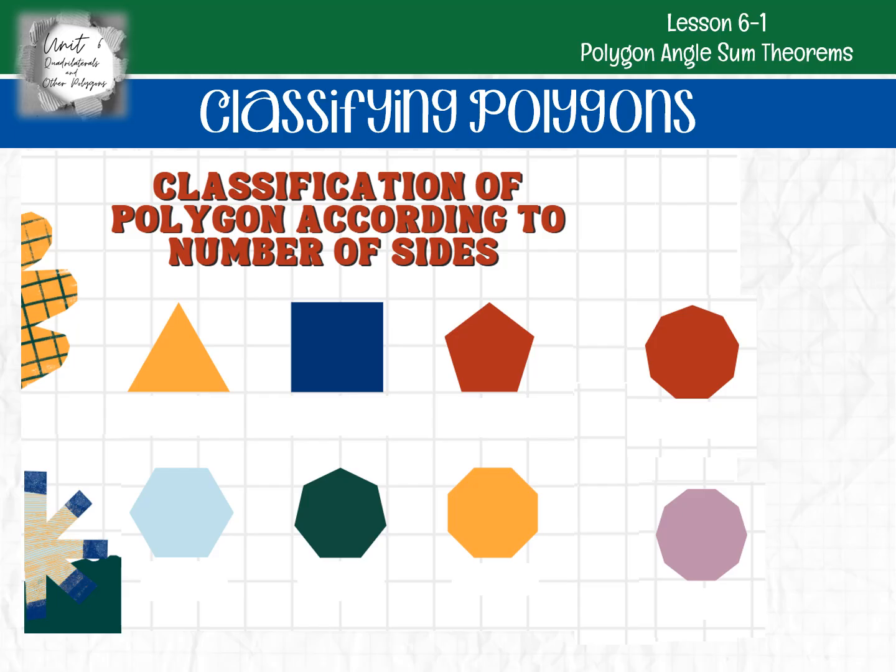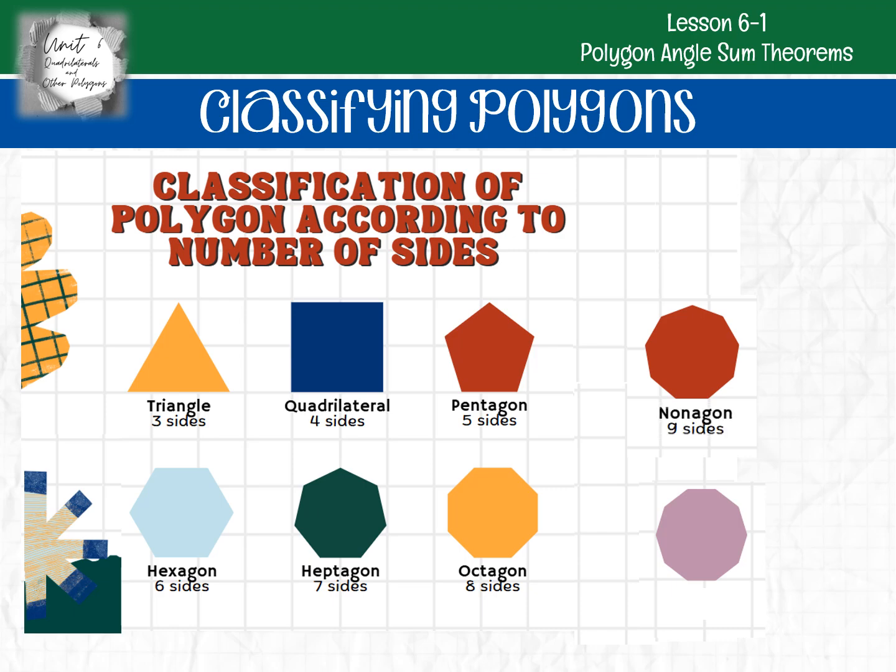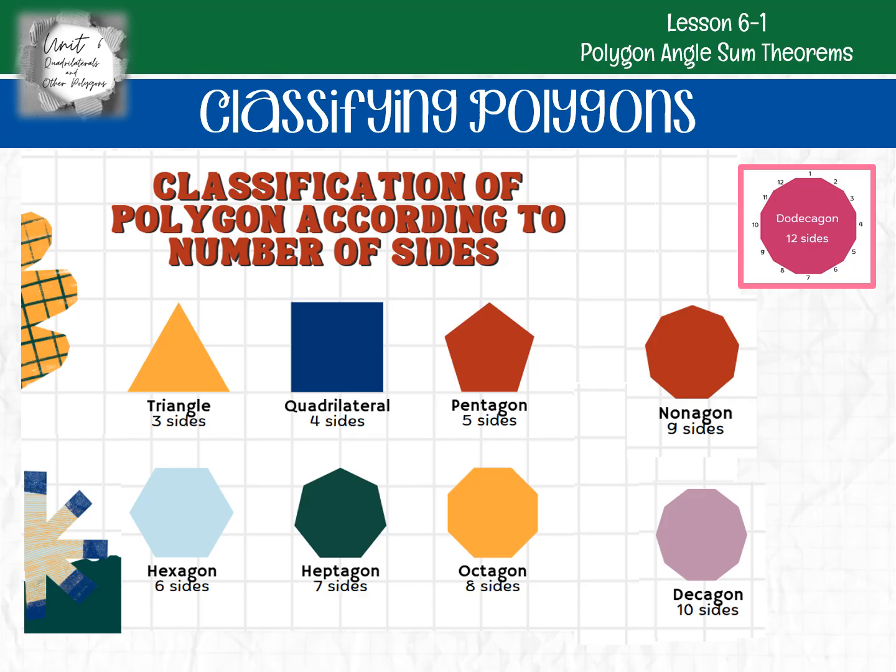Classification of polygons according to the number of sides. So 3 sides is a triangle. We know that. We've studied that for 4 units. Quadrilateral is the generic name for a 4-sided polygon. Pentagon has 5 sides, whereas a hexagon has 6 sides. Heptagon has 7 sides. Octagon has 8 sides. Nonagon has 9 sides and decagon has 10 sides. One that you will also see popping up sometimes is a 12-sided polygon called a dodecagon.